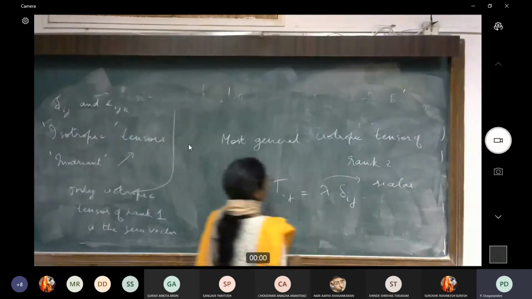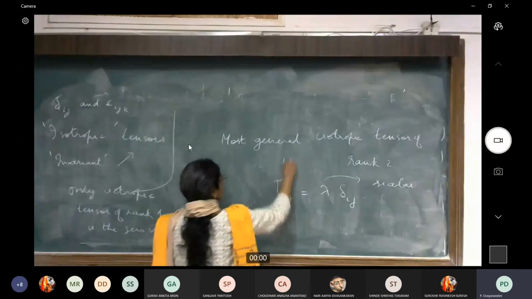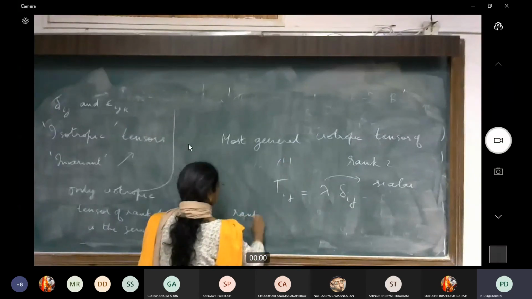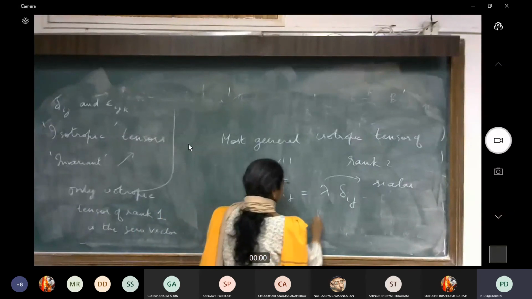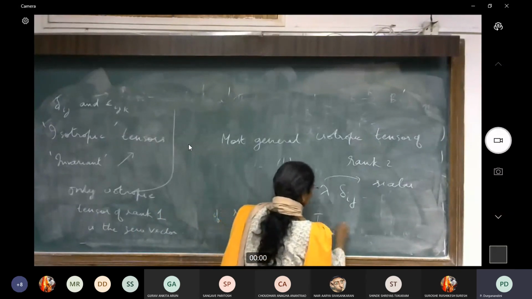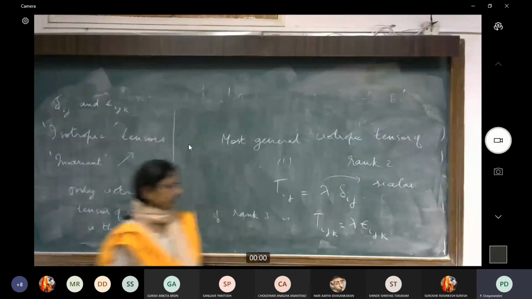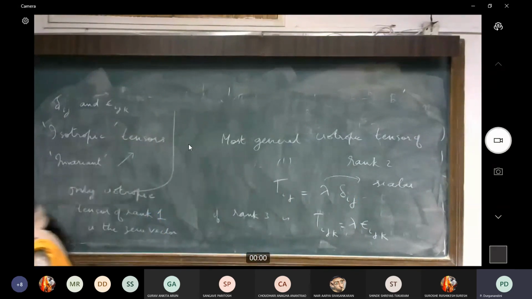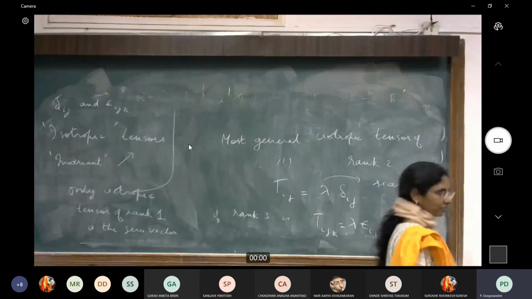And of rank 3 is Tijk equal to lambda times epsilon ijk. So the most general non-trivial tensors which are isotropic for rank 2 and rank 3 are your delta ij and this epsilon ijk.